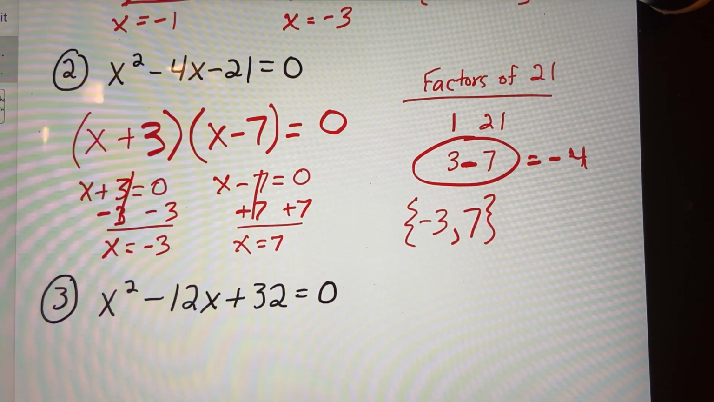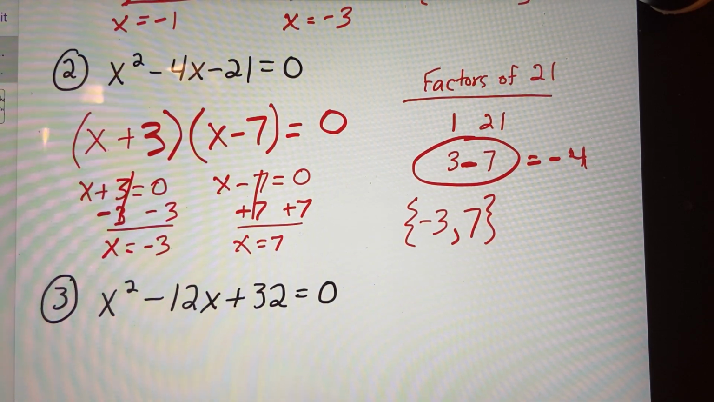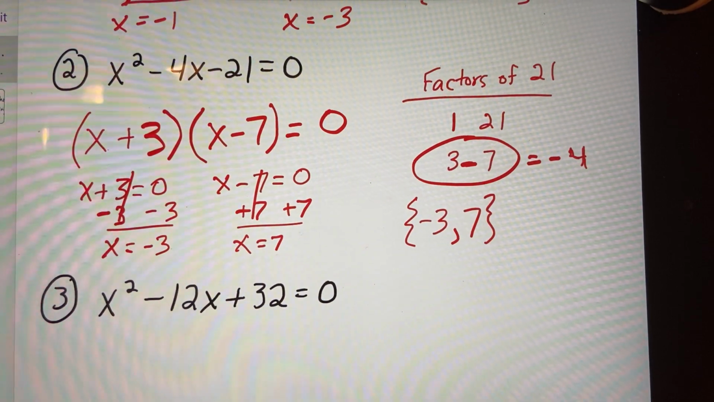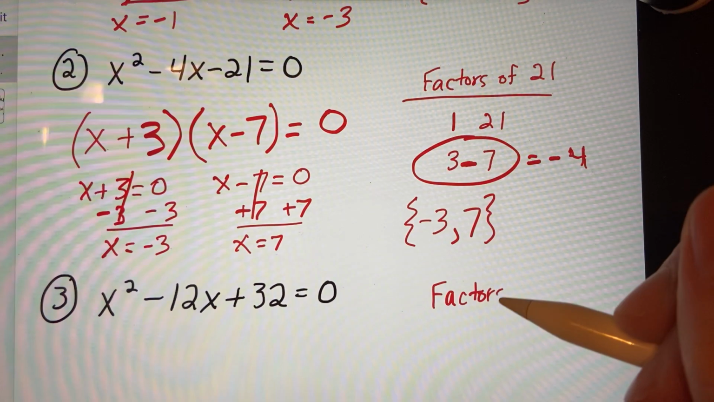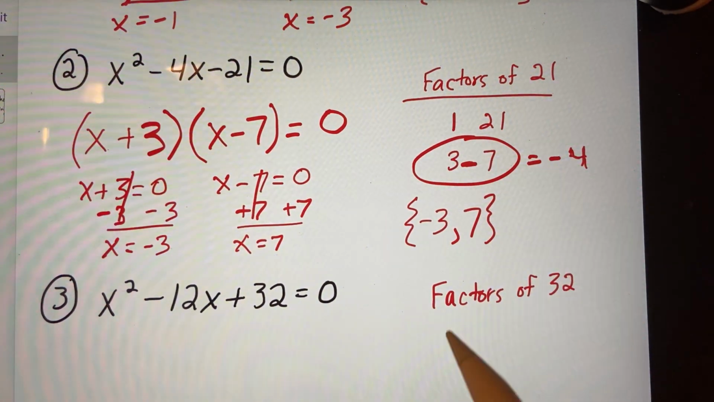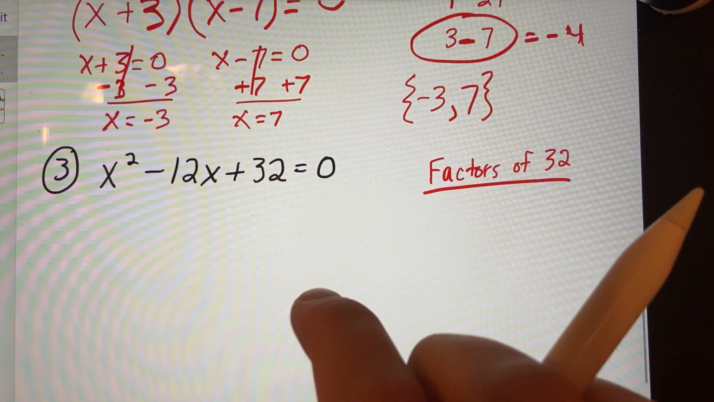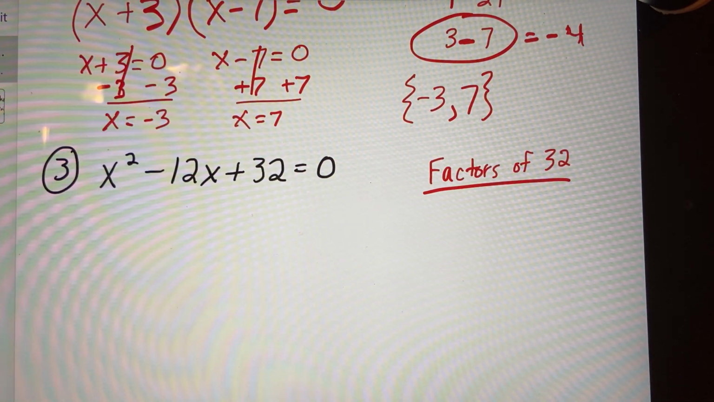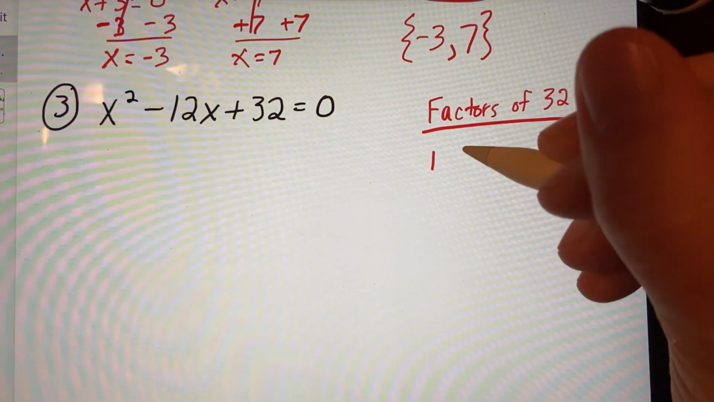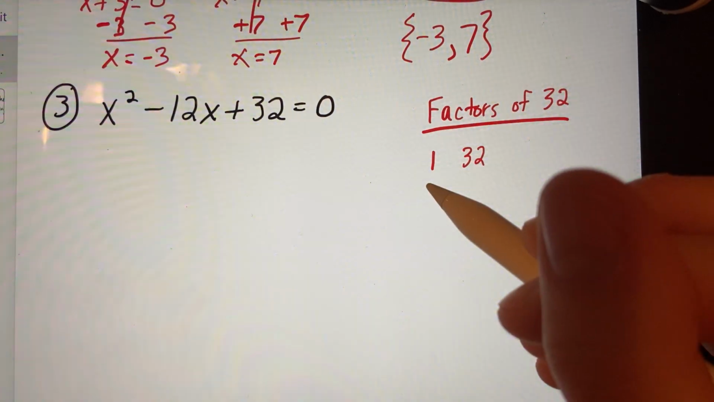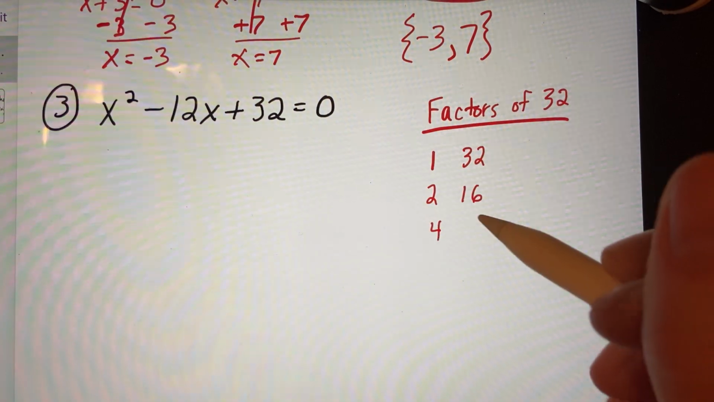I have one more example to show you. This one is x squared minus 12x plus 32. So now I want to make a list for our factors of 32. Okay, so factors of 32. What multiplies to equal 32? 1 times 32, 2 times 16, and 4 times 8.